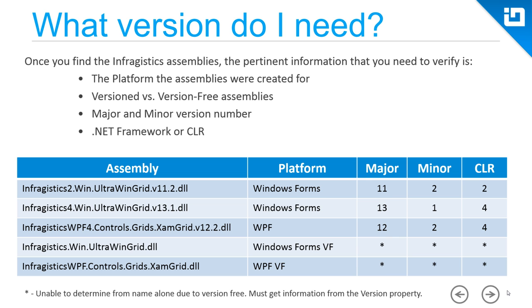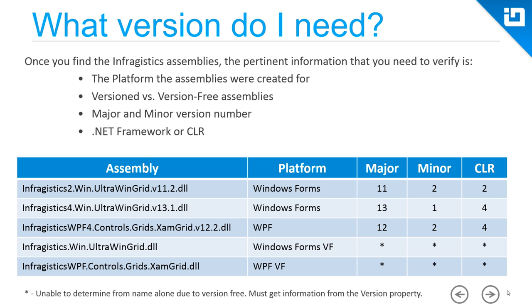In respects to versioned or version-free, most of the developers are using our versioned set of assemblies. You can tell them easily enough if they have the major and minor version numbers built into the assembly names, such as V11.2 for our 2011 Volume 2 suite of controls. Similarly, which CLR the assemblies are built on is built into the name as well. For example, Infragistics 2 for CLR2 and Infragistics 4 or Infragistics WPF 4 for CLR4.